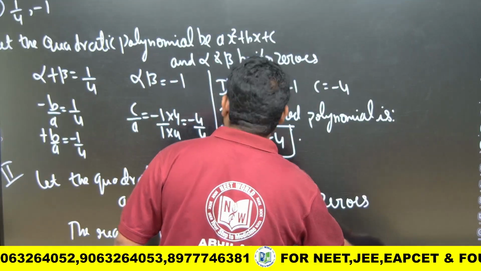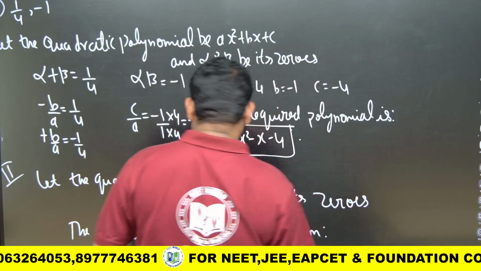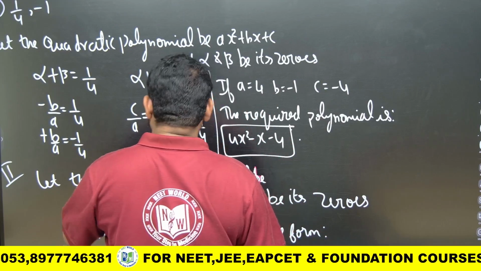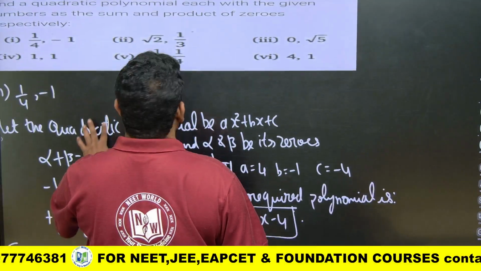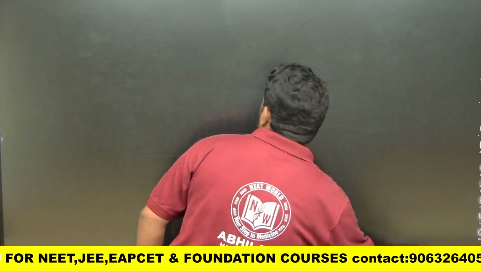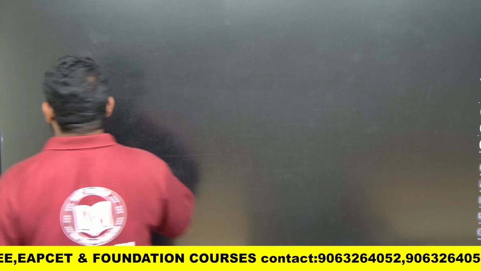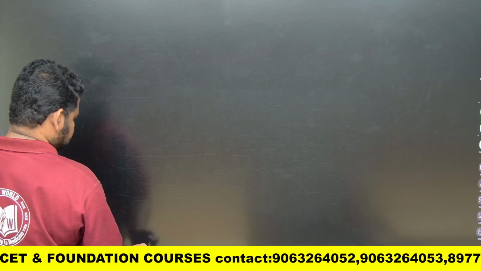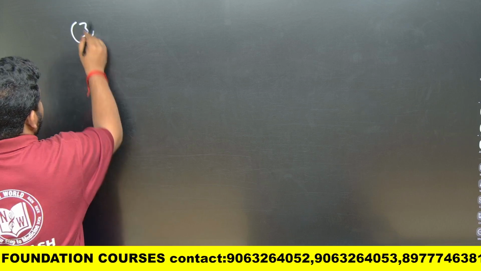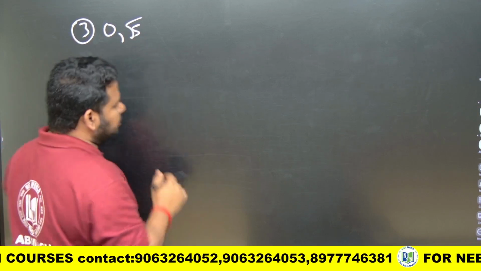What is the question that they have given? The third question is 0 comma root 5. So here also, again, let the quadratic polynomial be.